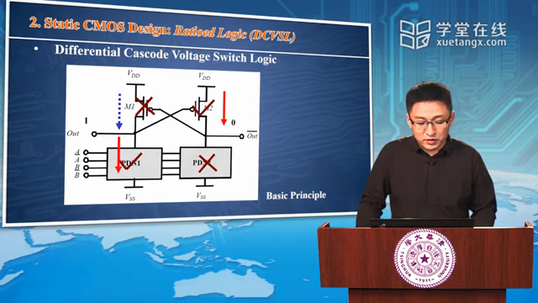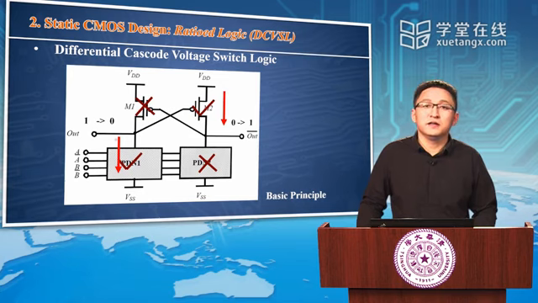Okay? If this one is turned off, then we don't have any current here, right? Then out bar makes a transition from 0 to 1, then out makes a transition from 1 to 0. Okay? Then after this process, you can find out the DCVSL logic makes a transition. Okay?